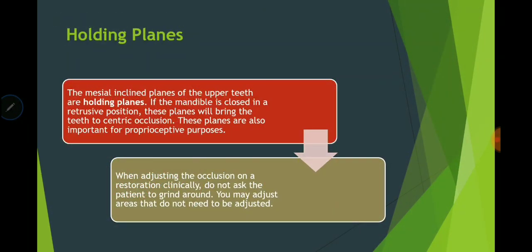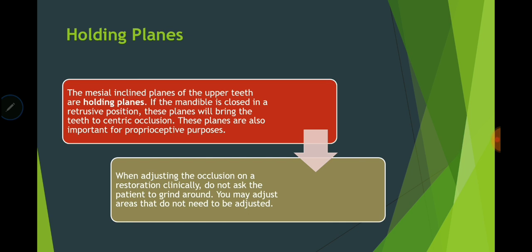So what are the holding planes? You have the mesial inclined planes of the upper teeth; these are the holding planes. If the mandible is closed in a retrusive position, these holding planes will bring the teeth to centric occlusion. That's the function of the holding planes: to bring the teeth back into centric occlusion. These planes are also important for proprioception purposes. You have to know proprioception, meaning knowing what is in between your teeth. That's going to help due to the holding planes.